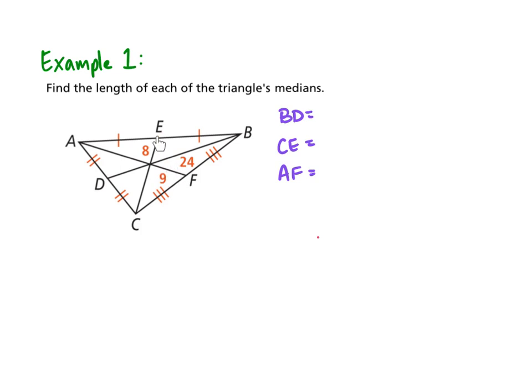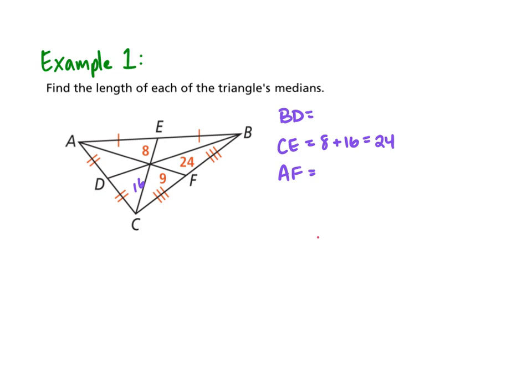So for instance, let's start by looking at segment CE. And I notice that here's the centroid, so I have this smaller part here that's 8 units long, and I'm missing this longer part here. And that longer part should be double what the shorter part is. So if that's an 8, then this longer part here is going to be 16 units long. So CE is going to have a length of 8 plus 16, which is 24.